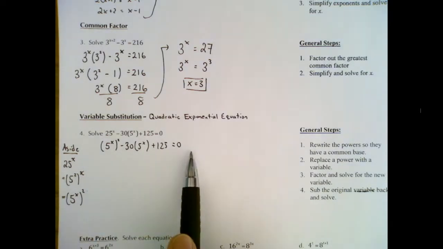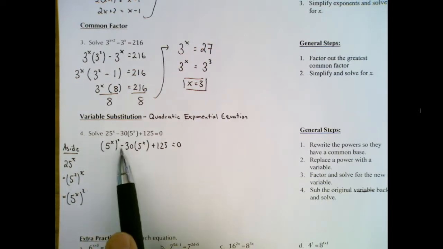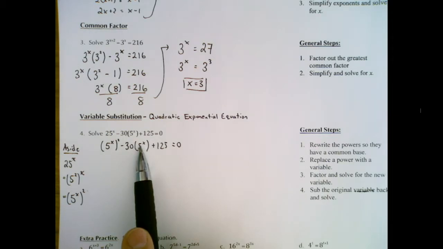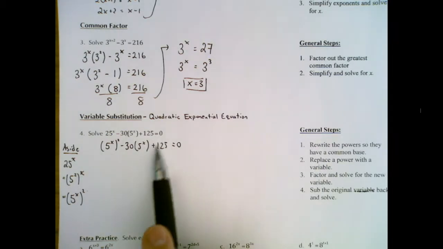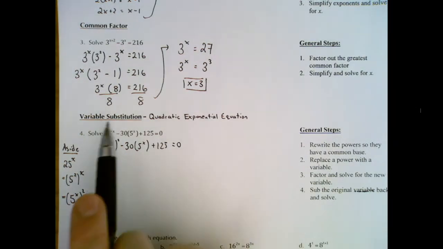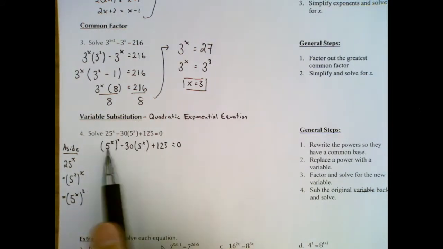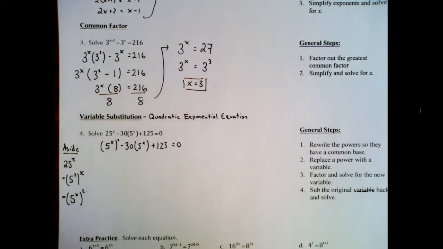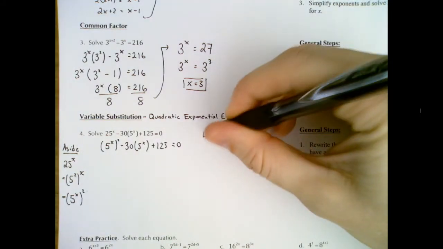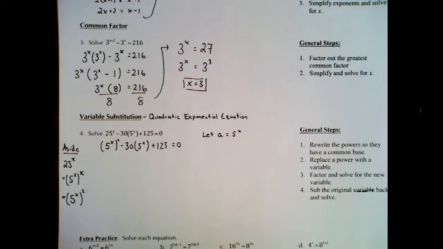You may be able to see it right now, and it's okay if you can't, but there's a term squared minus a term that has a coefficient times a variable term plus a constant term. And that follows the format of a quadratic. And to really demonstrate it, you can use variable substitution. All that means is instead of 5 to the exponent x, that's the complicated part here, I'm just going to write the letter a. So over here I'm going to say let a equal 5 to the exponent x. And now you'll be able to see that it's quadratic.